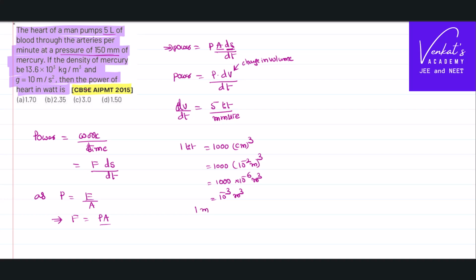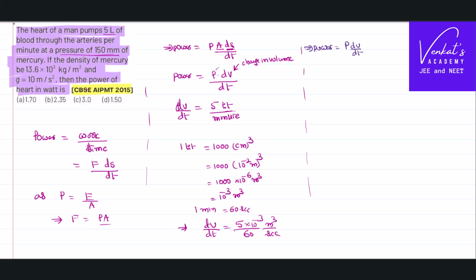I also know that 1 minute equals 60 seconds. That implies the rate of volume of blood pumped by the heart per second is 5. In place of liter, I can write 10 power minus 3 meter cube, and in place of minute, 60 seconds, so meter cube per second. I got dV by dt. Now I can calculate the power. Power can be written as I wrote, pressure into rate of change of volume.